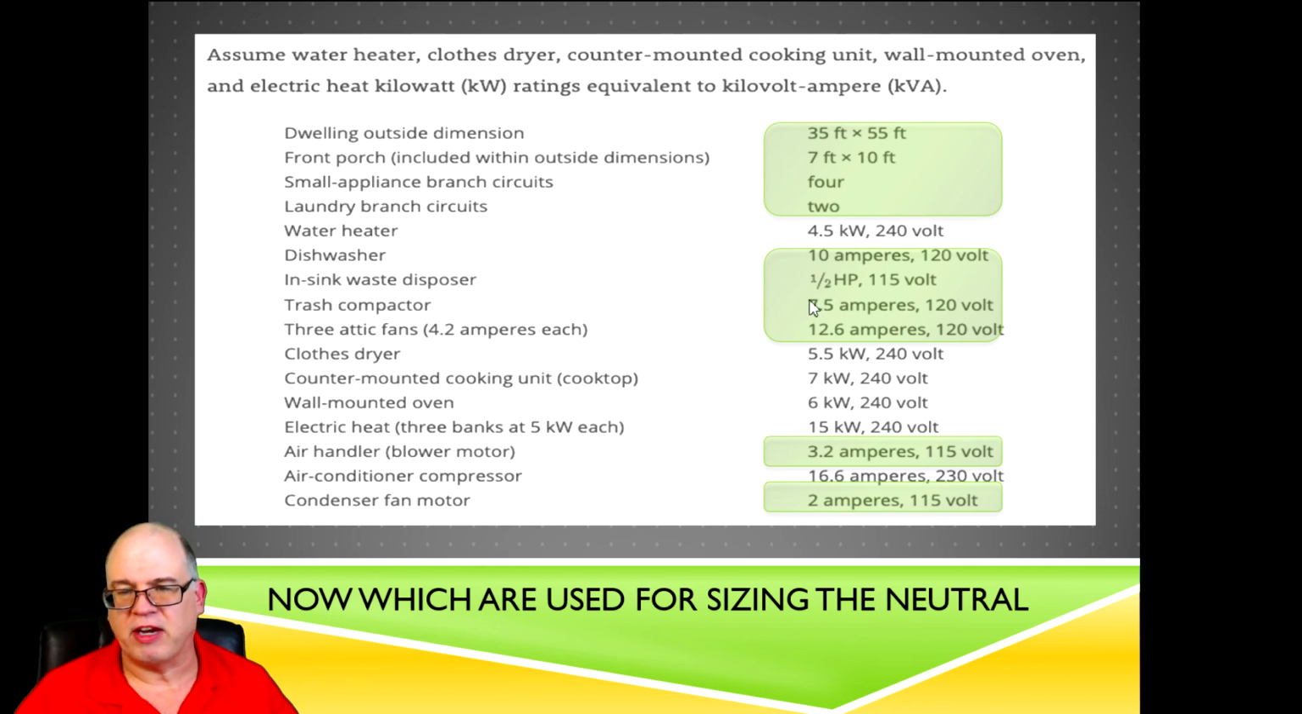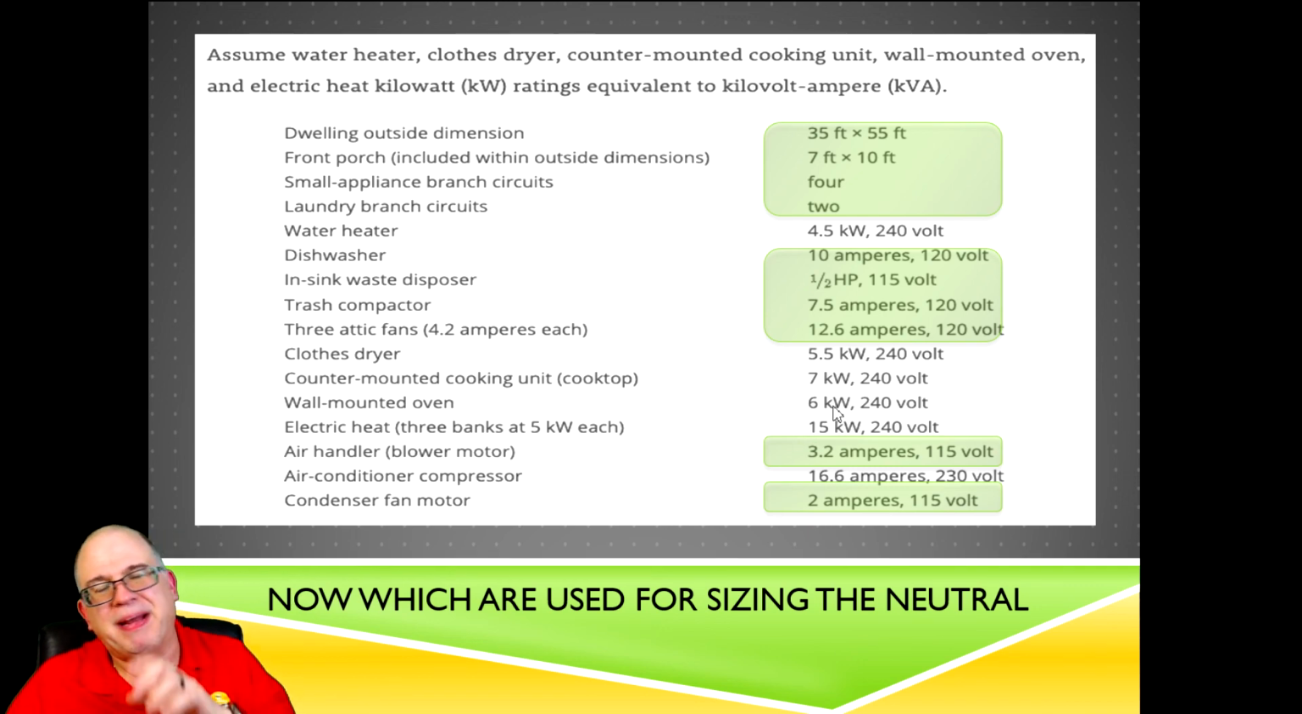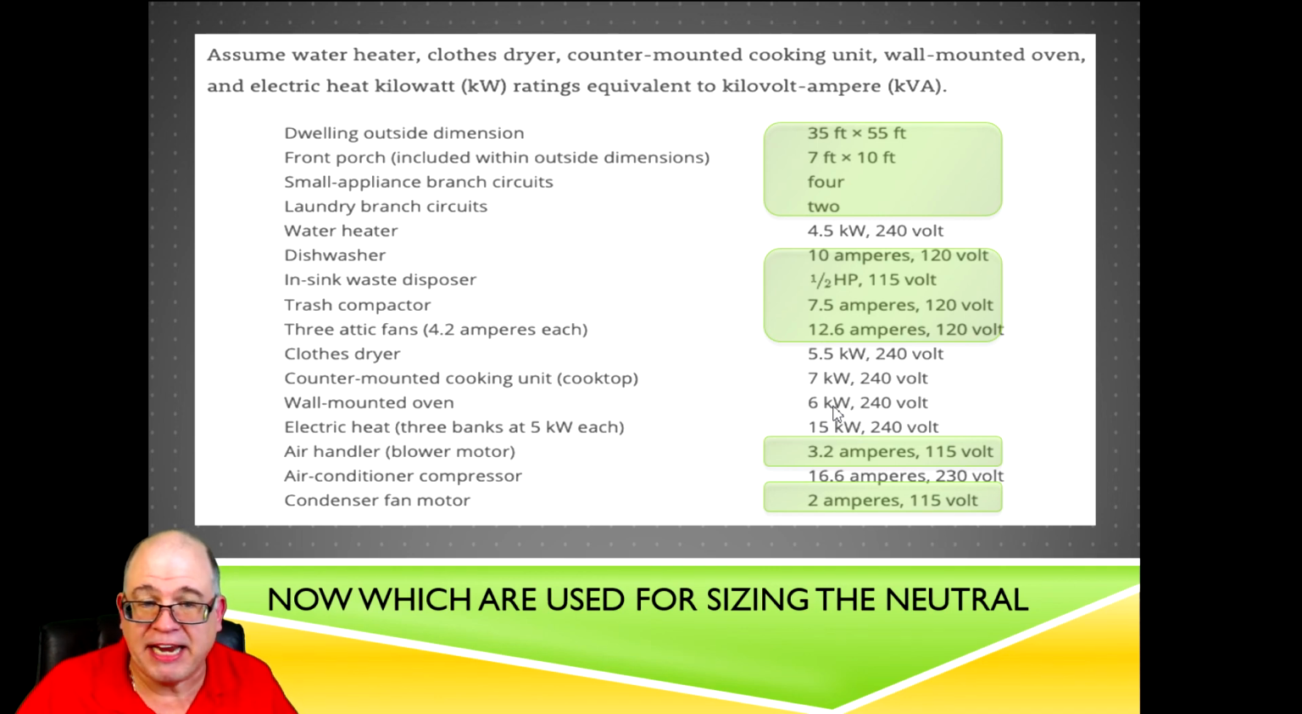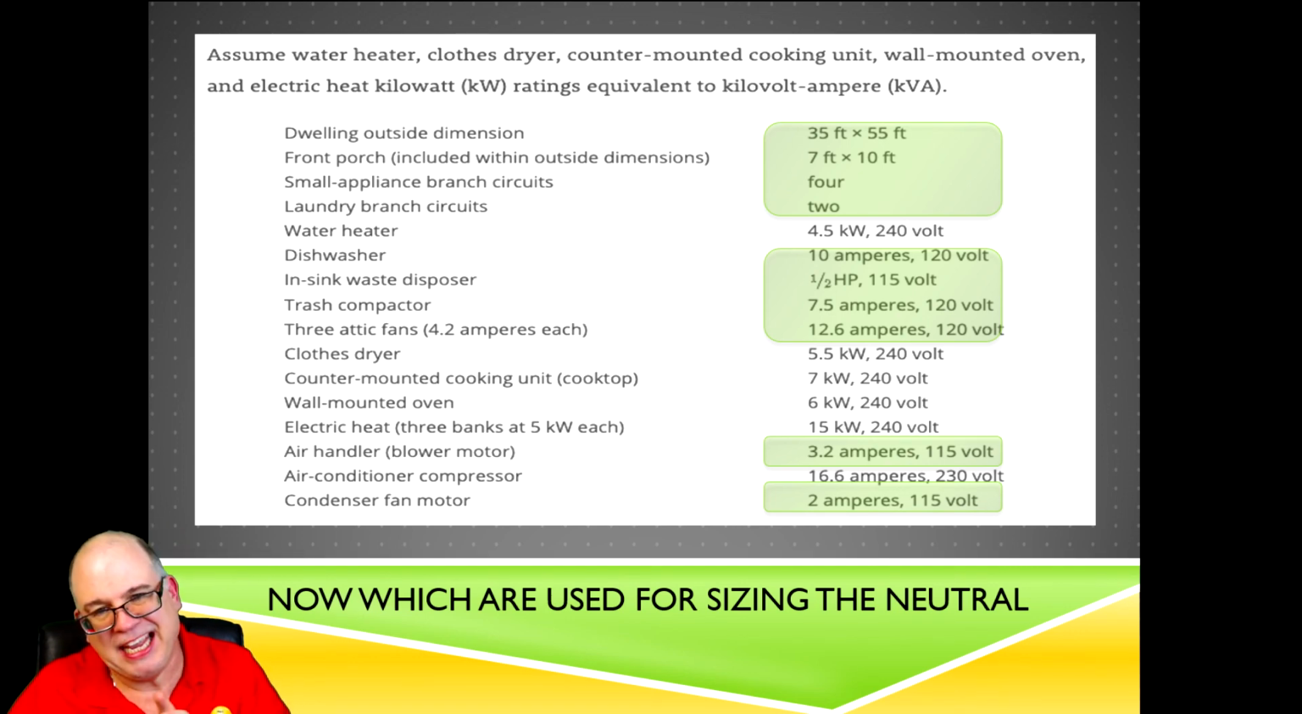Go back and watch the standard method video. The clothes dryer, counter-mounted cooking, and the wall-mounted oven, you're going to use the values that you're allowed, but in that case, you're going to have to use 220.55 for the ranges, and you're going to have to use 220.54 for the dryers, and in that case, you're going to take 70% of that value and add that to your neutral calculation. Again, go watch that video. I'm not going to rehash that here, otherwise this thing could be 2 hours long.